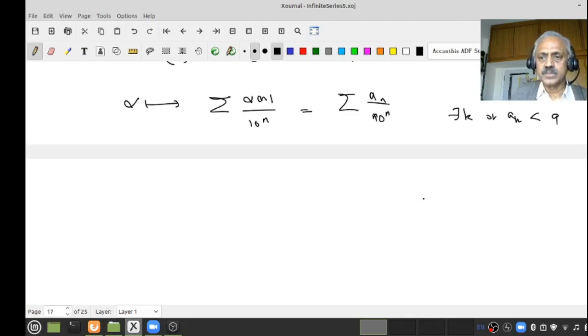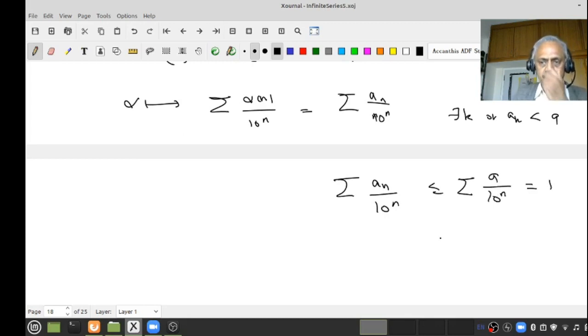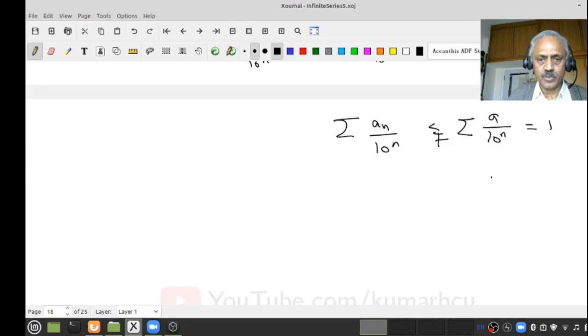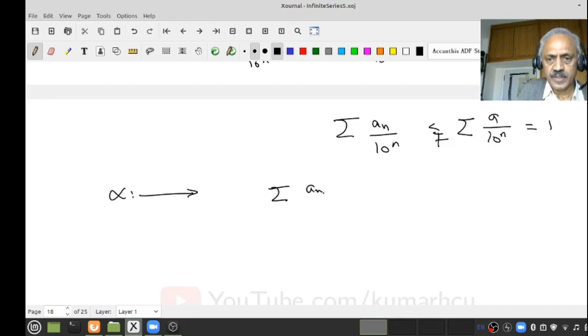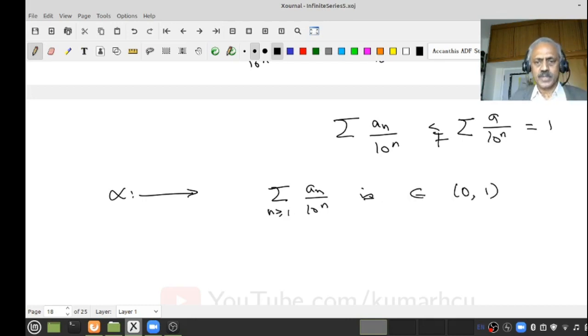So, what do I know about this? This a n by 10 to the power n is less than or equal to 9 by 10 to the power n, which sums to 1, right? Therefore, this strict inequality should hold because a k is strictly less than 9, by what I just said. Therefore, what I have shown is that alpha goes to the decimal expansion, namely summation a n by 10 to the power n, n greater than or equal to 1, which lies in the open interval 0, 1. It's not 0, it's not 1.